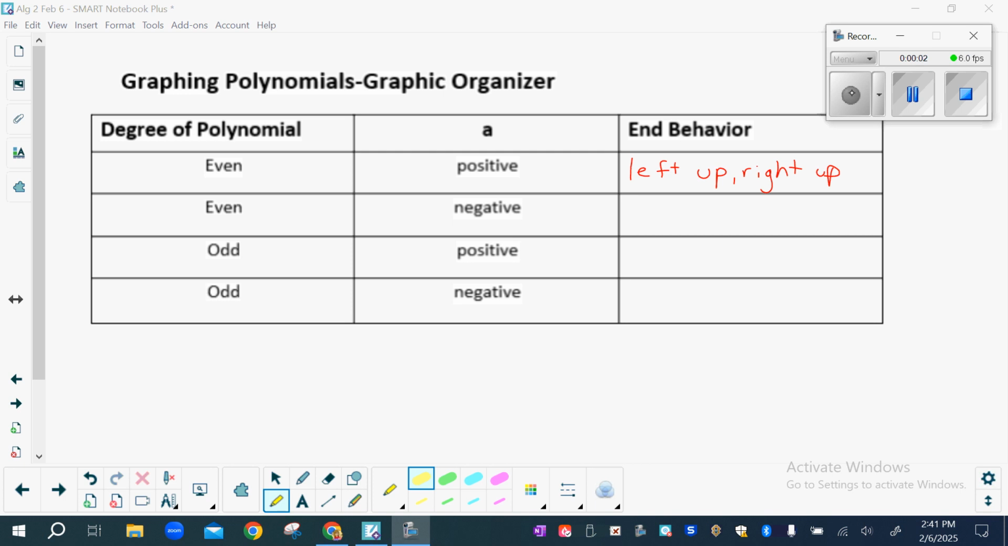Left up, right up. And then we have odd degree positive. What's the end behavior there? Left down, right up.